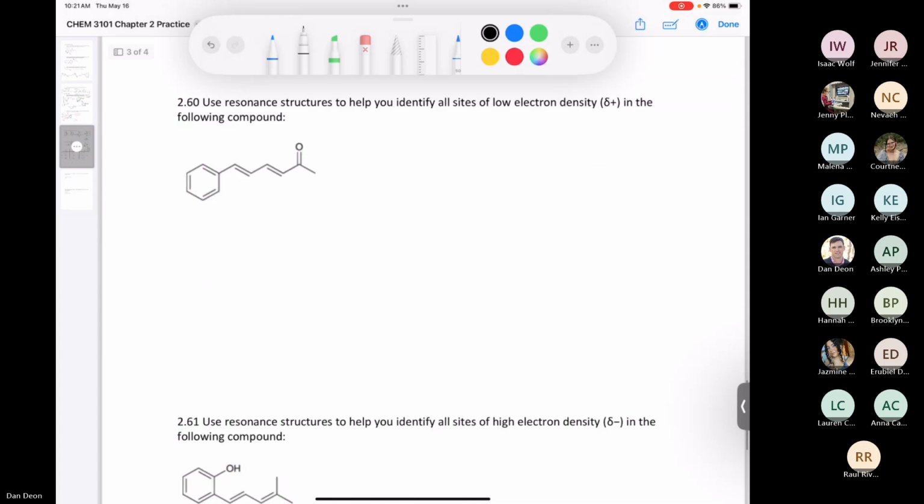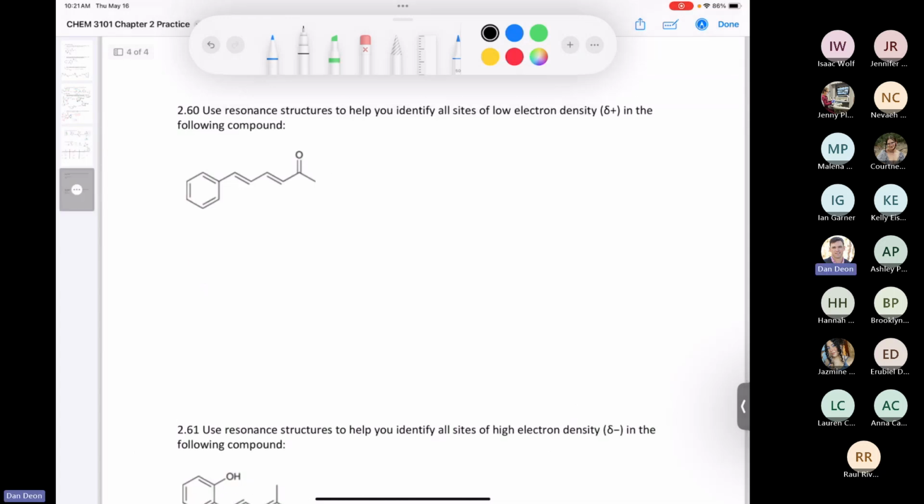So let's do these ones a little bit more rapidly. It says, use resonance structures to help you identify all the sites of low electron density. So one of your goals as an organic chemist is to be able to look at a molecule like this one and say, well, where might there be a site of reactivity? How is this molecule going to react? This is what organic chemists do.